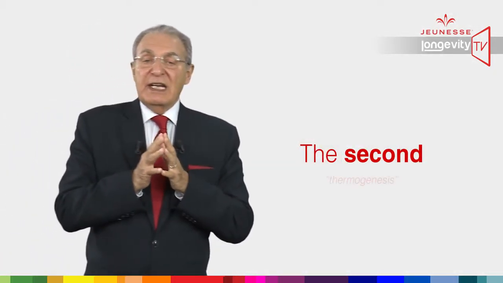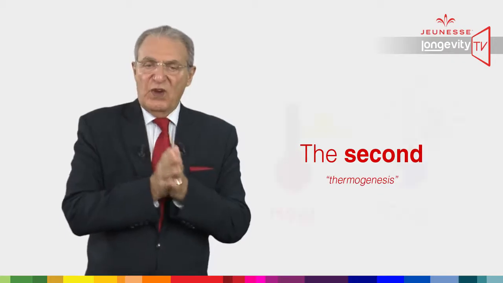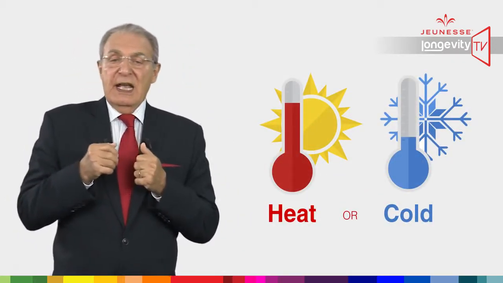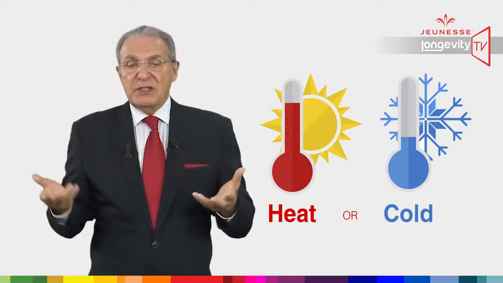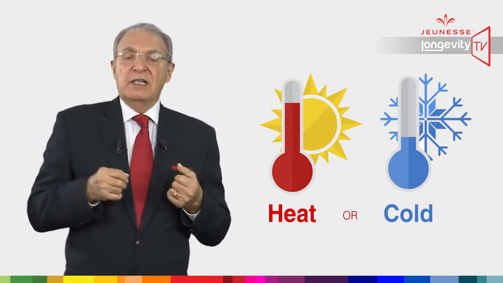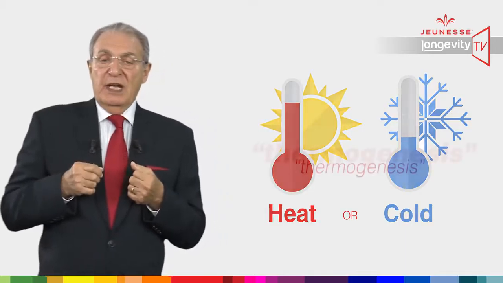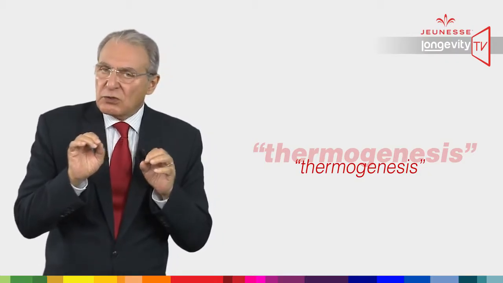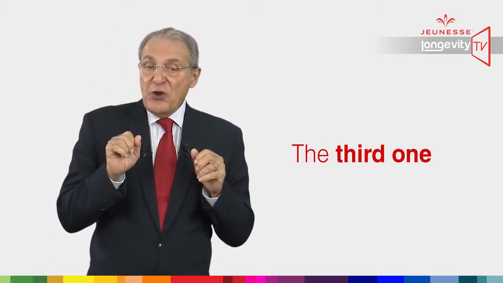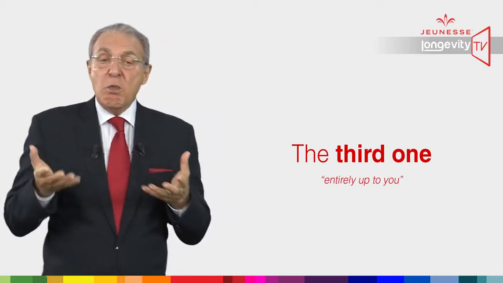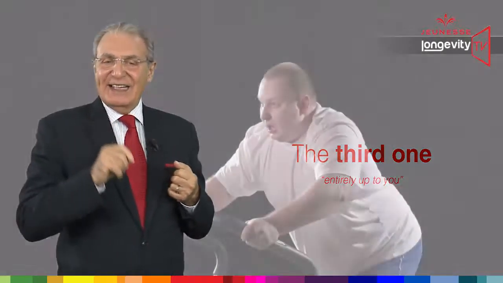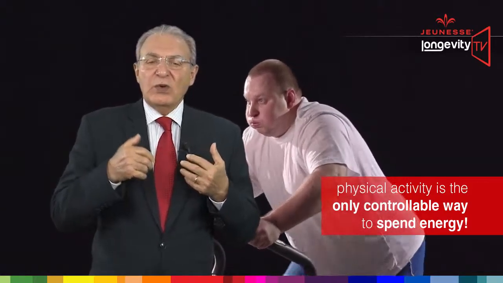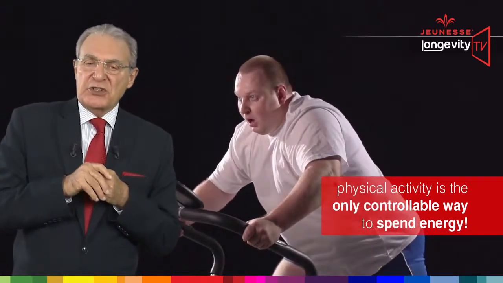The second spending is the necessary energy to fight against heat or cold. This depends on the environment and the way that you are protected against heat or cold. It is called thermogenesis. And again, you have little control on that. The third one is the energy required to move your body, and that is entirely up to you. This is to say that physical activity is the only controllable way to spend energy.